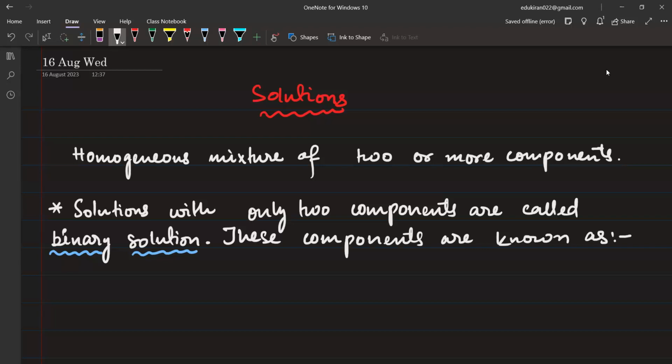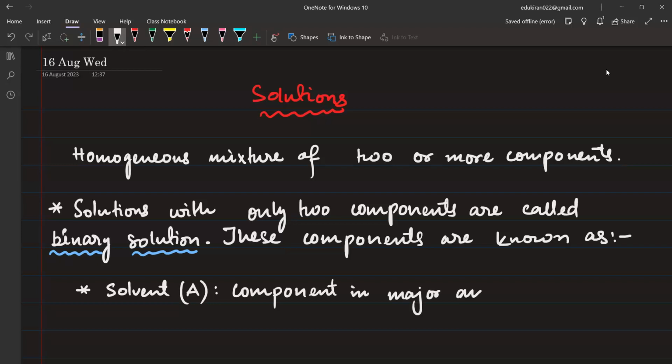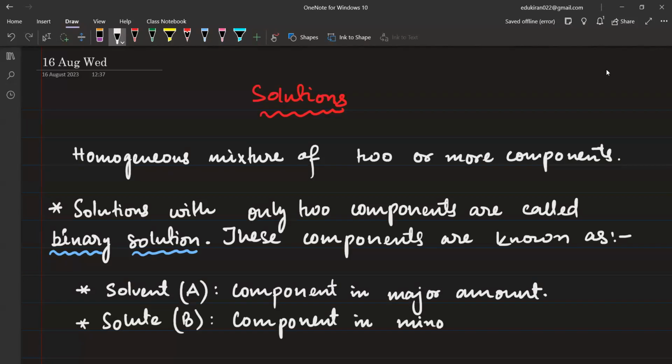Now, the binary solution has two components, and these components are known as solvent and solute. If you have two components, one will be in major amount, the other in minor amount. So here you can write, these components are known as solvent, which I will represent by A, the component in major amount, and you have solute, that is B, the component in minor amount.